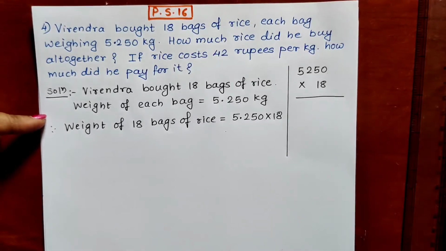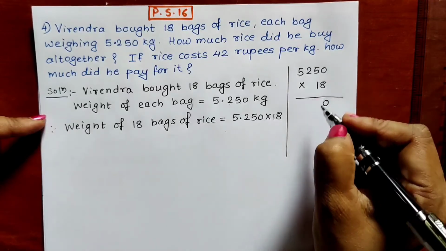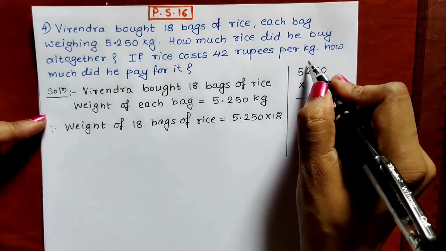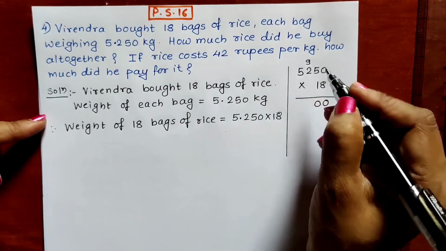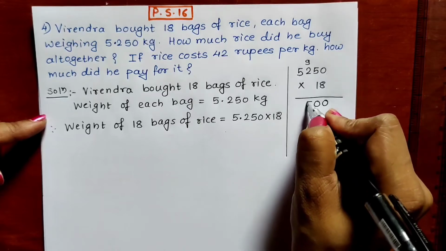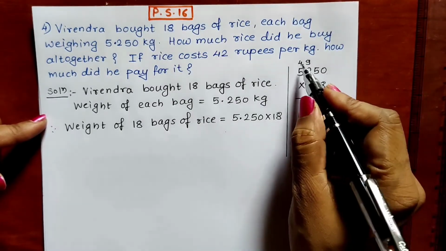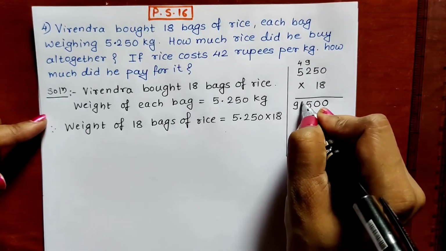18 zeros are 18. Sorry, 18 zeros are 0. 18 fives are 90. For 90 we write 0 here and 9 carrying here. 18 twos are 36. 36 plus 9 is 45. 5 written, 4 carrying. Again 18 fives are 90. 90 plus 4 is 94.